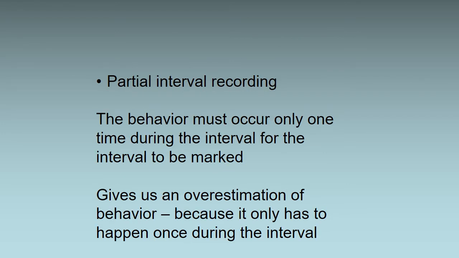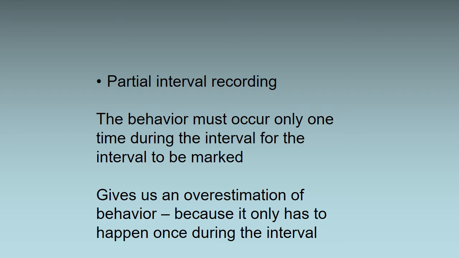Partial interval recording. The behavior must occur only one time during the interval for the interval to be marked. This gives us an overestimation of behavior because it only has to happen once during the interval.